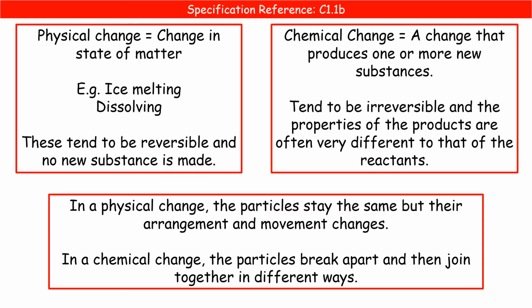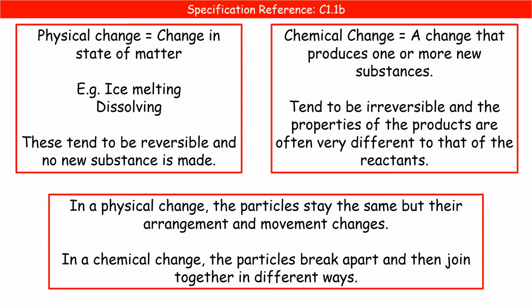The next bit is looking at the difference between physical and chemical changes. A physical change is a change in state. So this is ice melting, something dissolving, something evaporating. All of those are just changes in state. Key things about a physical change: they are reversible and we are not making a new substance. When ice melts, it started off as H2O in ice, it's still H2O as a liquid.